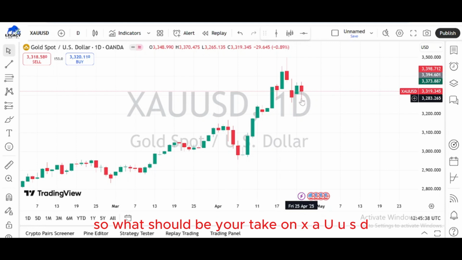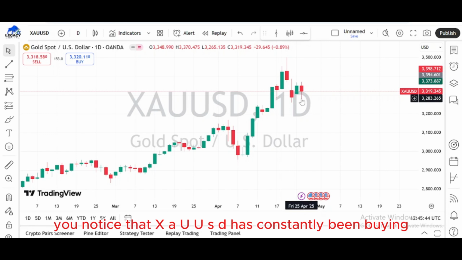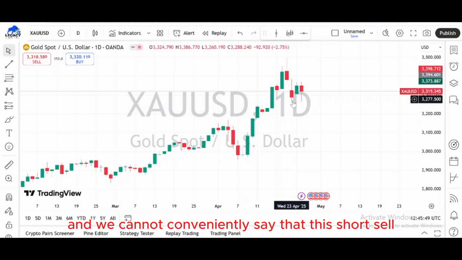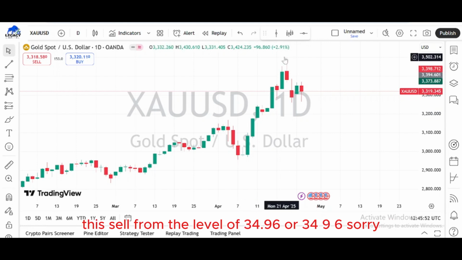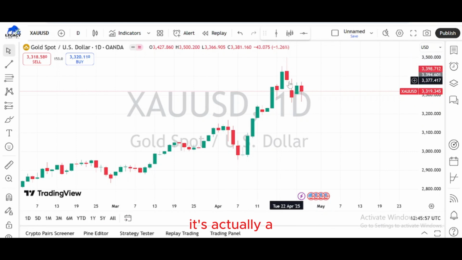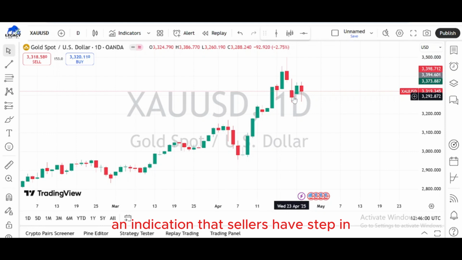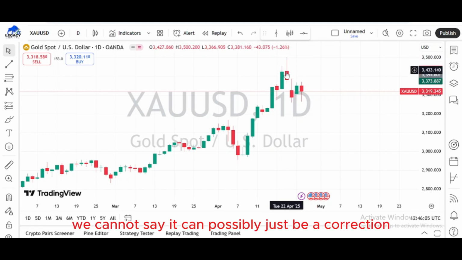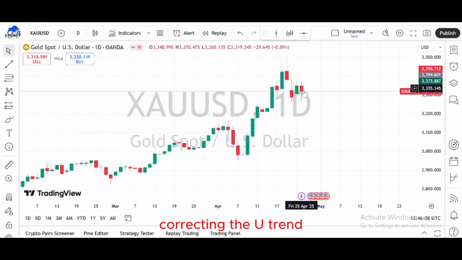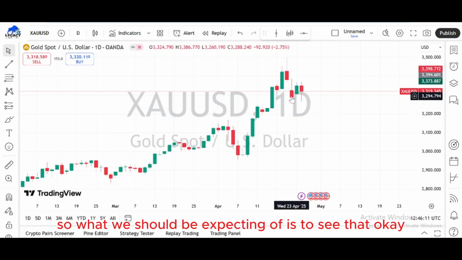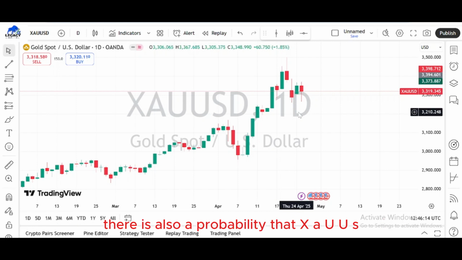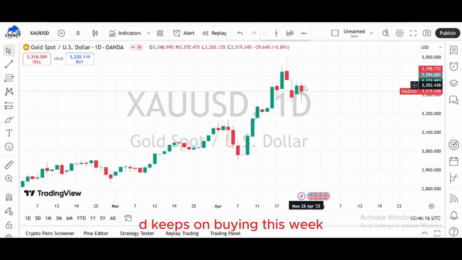So what should be your take on XAU USD? You notice that XAU USD has constantly been buying, and we cannot conveniently say that this sell from the level of 34.96, sorry, is actually an indication that sellers have stepped in and buyers have stepped out. No, we cannot say it. It can possibly just be a correction of the uptrend. So what we should be expectant of is that there is also a probability that XAU USD keeps on buying this week.